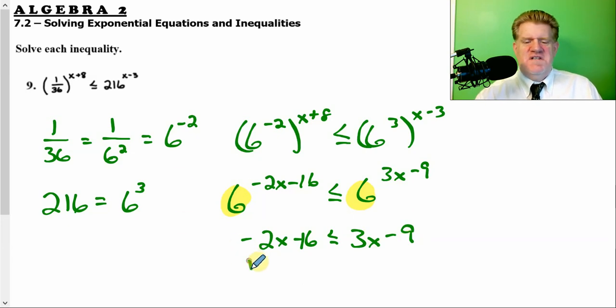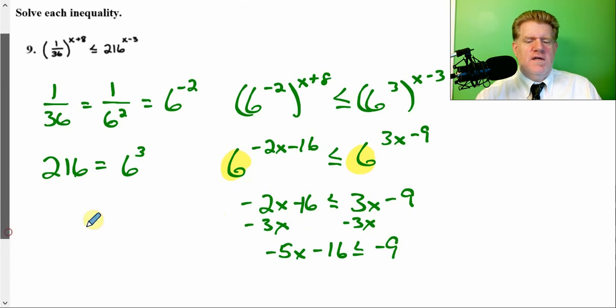All right, let's see. You want to add 2x or subtract 3x? Yeah, let's subtract 3x. I know you usually don't like negative numbers, but I'm going to have to add the 16 anyway, so I might as well. I'm going to add 16.